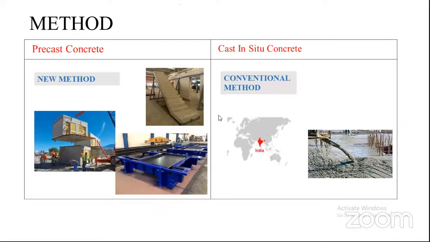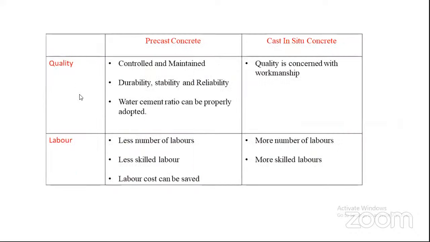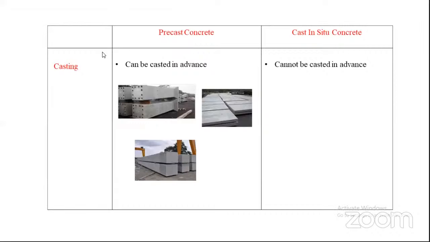Okay, so this is the casting part. In case of the precast concrete methods, elements like slabs, beams, columns can be cast in advance. Thus, it saves time. Whereas, in case of cast in situ, concrete elements cannot be cast in advance.